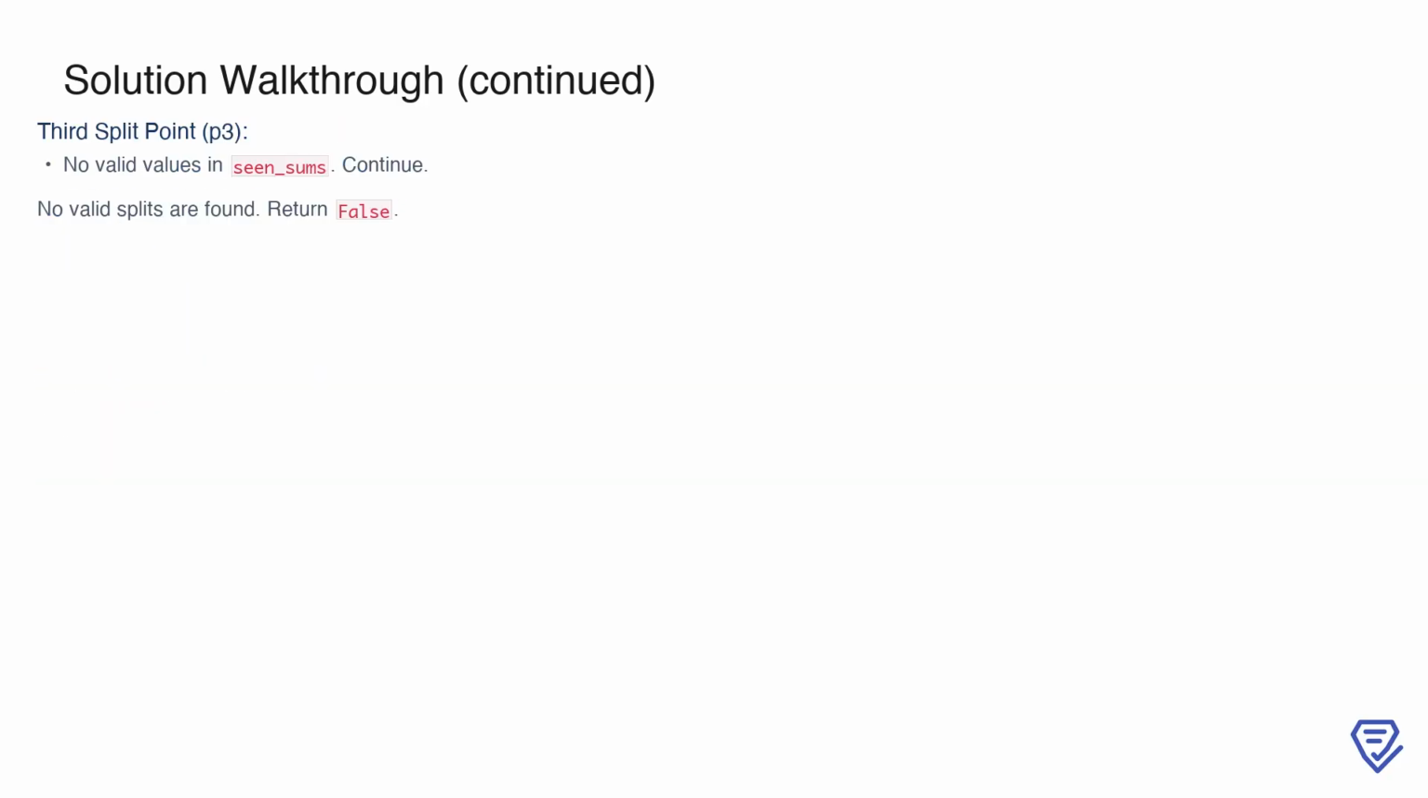When evaluating the third split point, P3, we find that there are no valid values in scene_sums to satisfy the conditions. Without any valid splits in this example, we return false. This concludes the walkthrough of the solution, demonstrating how the approach systematically evaluates possible splits and determines whether the array can be divided with equal sums in the required format.